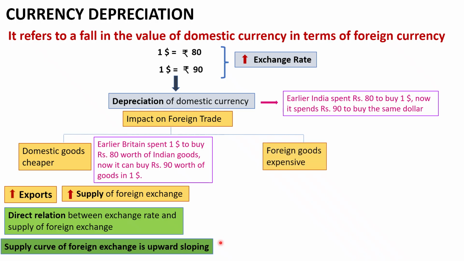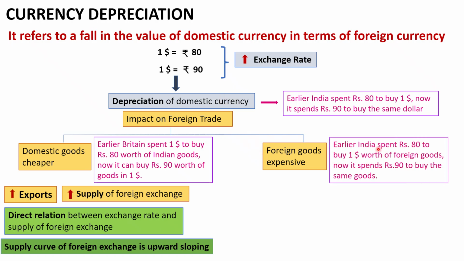Now, let's look at the other side of it. Foreign goods will become expensive for us due to depreciation of rupee. Earlier, India spent 80 rupees to buy $1 worth of foreign goods. Now it spends 90 rupees to buy the same amount of goods. So this happens because of fall in the value of rupee with respect to dollar. This will lead to decrease in India's imports.